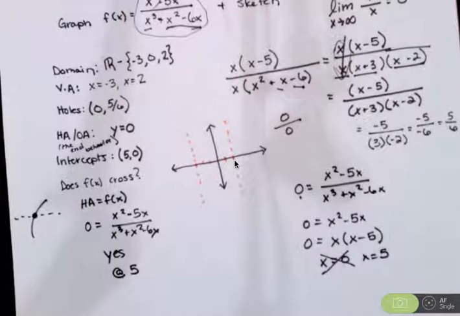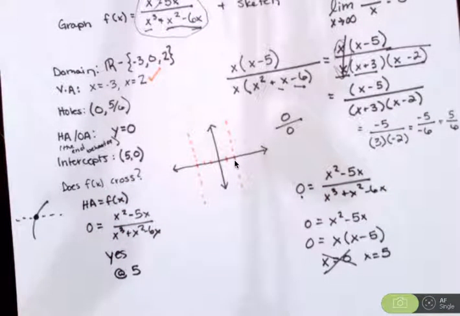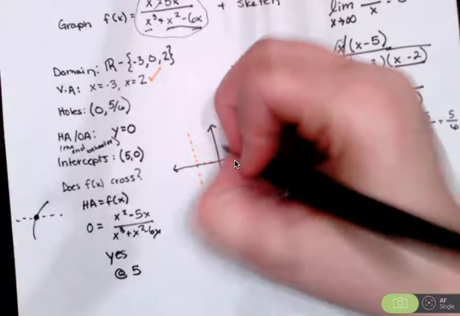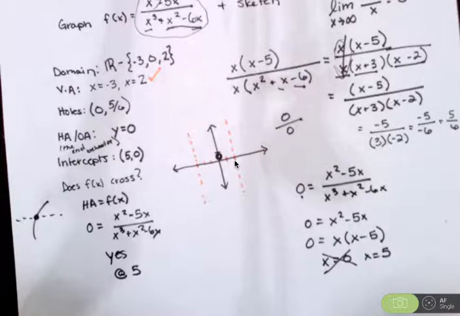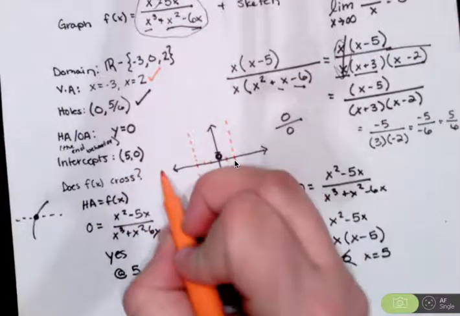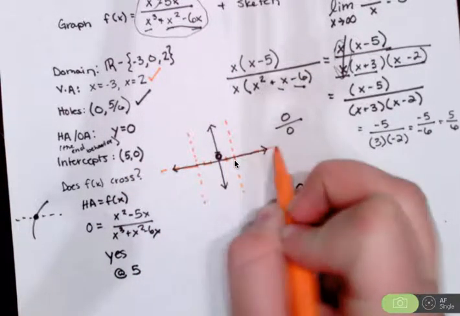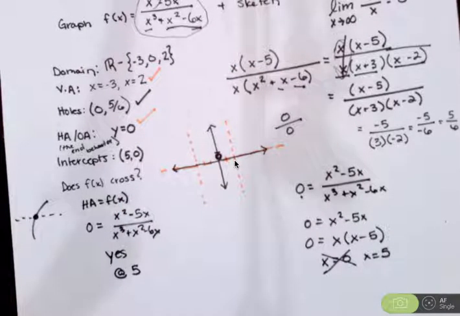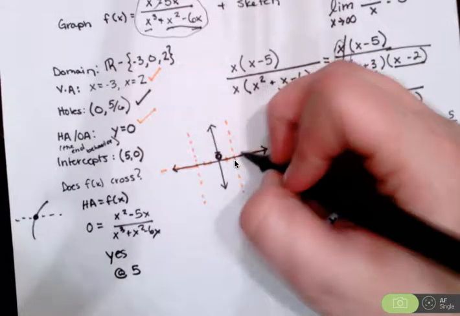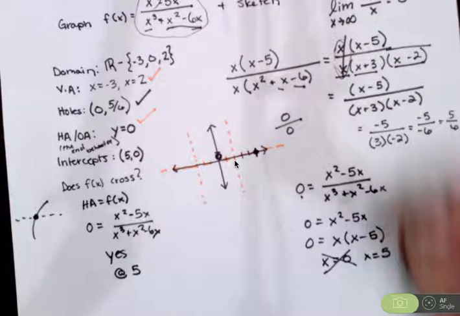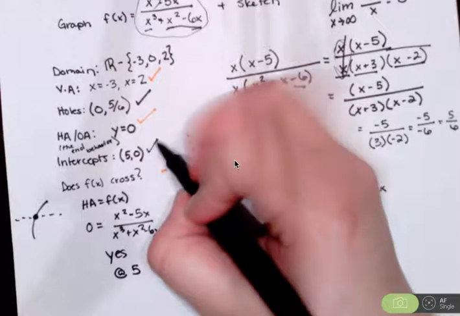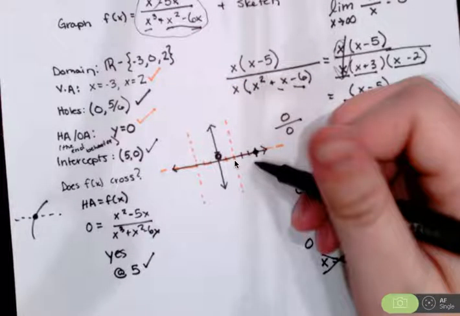Okay. So those are done. Check done. Then I have a hole at (0, 5/6). So here's 0, and 5/6 is a little less than 1. So I'm just going to draw a hole there. Check and done. I have a horizontal asymptote at y equals 0, so draw that in. Check done. I have an intercept at (5, 0). So 1, 2, 3, 4, 5. So it's going to cross right here. And check done. I know it crossed at 5, which I already did.